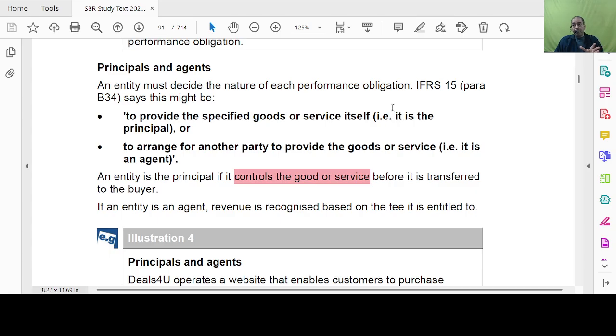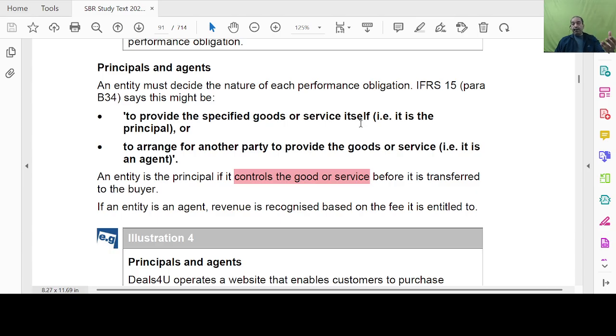Now those agents whom I am appointing in different parts of the country to sell goods on my behalf, I may be sending goods to them, not selling. I am sending the goods to them, and I am telling them that if customers approach you, tell them the price. If they are asking for a discount, this is the discount that you can give them. On the sale, please inform me. So the agent will try to get customers for my goods, and he will be selling the goods on my behalf. So to provide the specified goods or service itself, who's providing the goods? I am providing the goods. I am providing the service. So I am the principal.